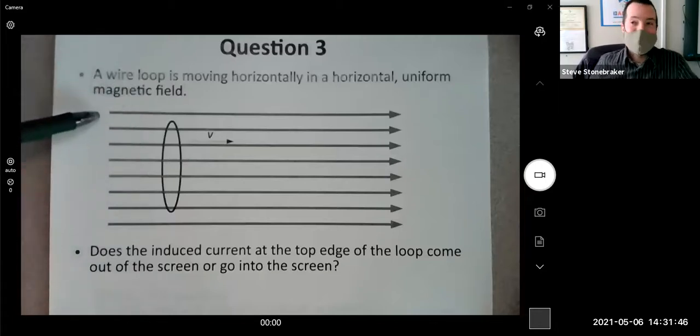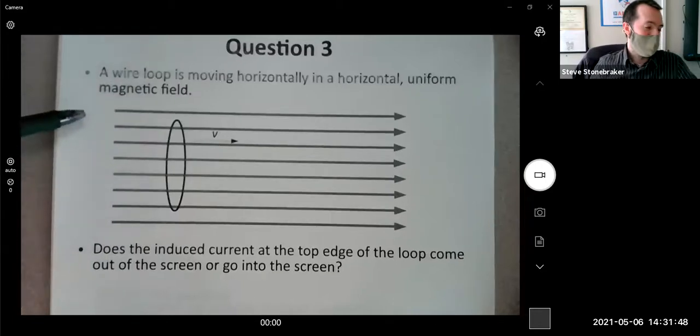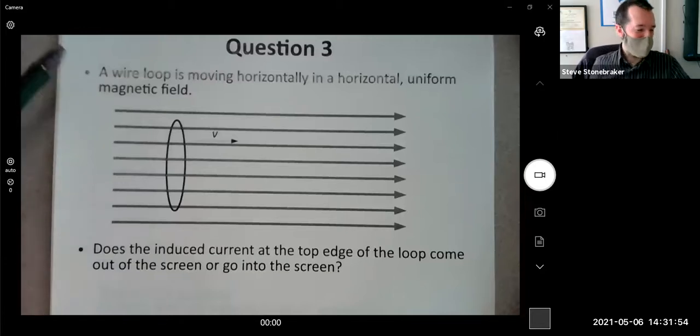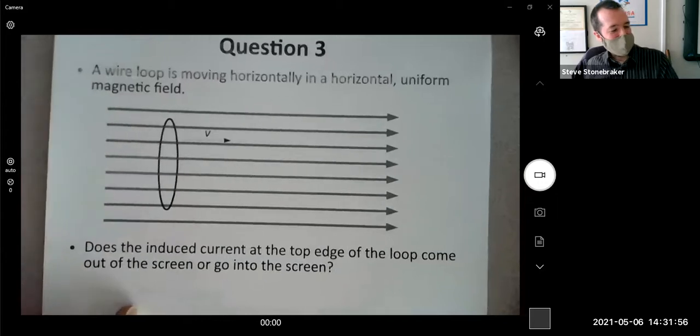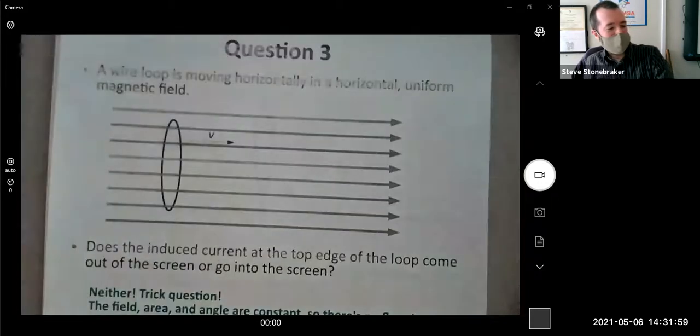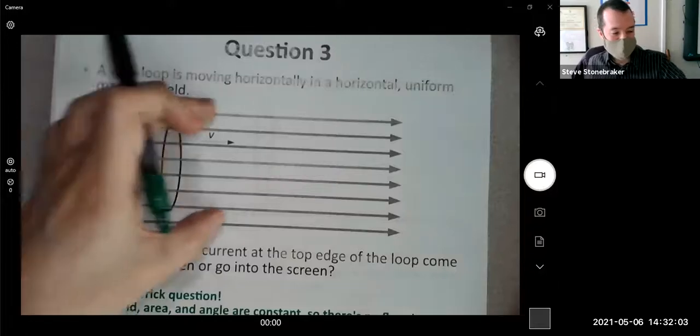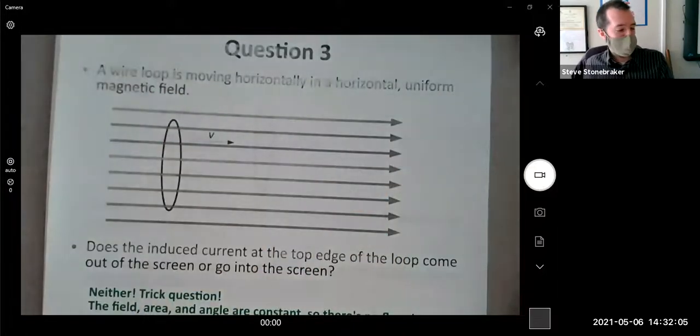All right. So this one is a trick question. Because the wire loop is just sliding along in the direction of the field, nothing is changing. They're keeping the same angle relative to each other. The strength of the field is staying the same. The area of the loop is staying the same.